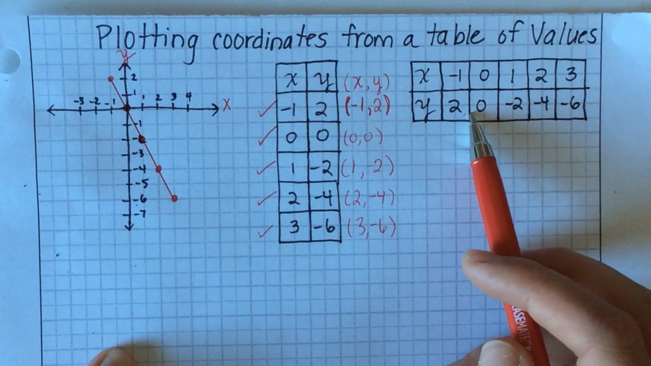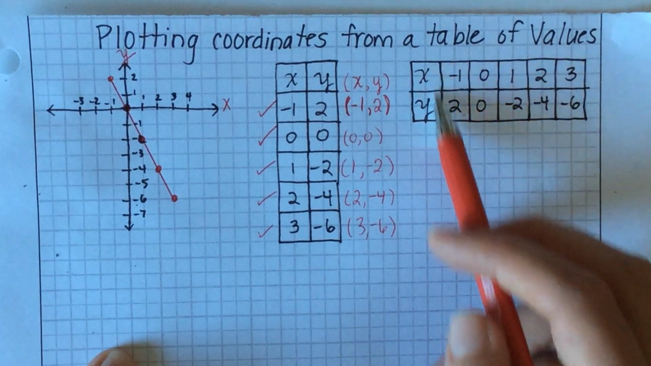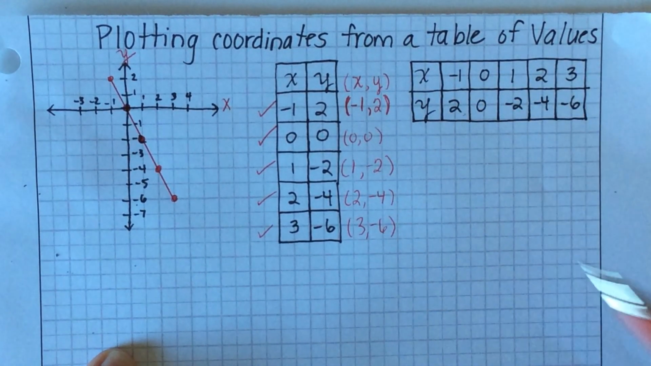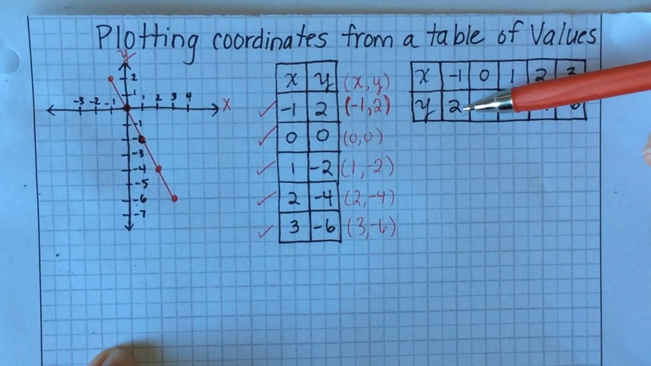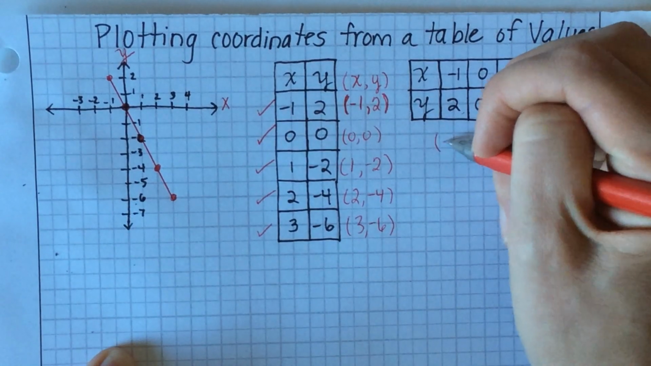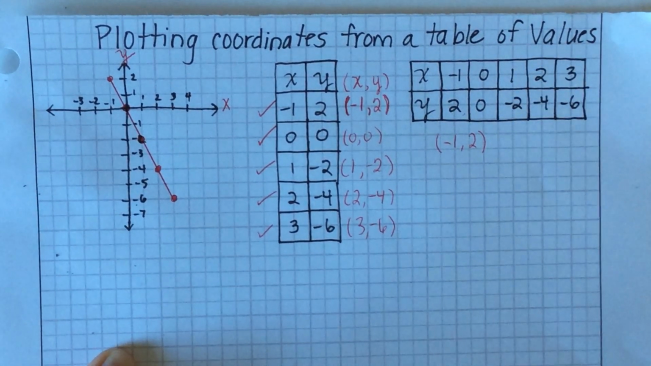You might also see it looking like this, where the x and y go sideways. It's the exact same thing. My x is -1, my y is 2. So it's the same ordered pairs, like that.